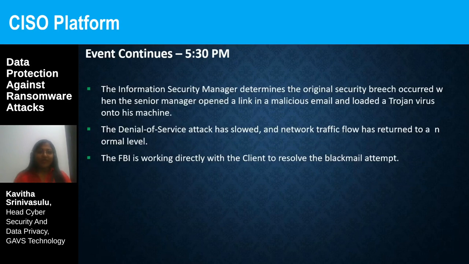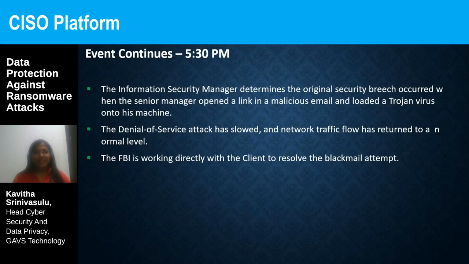So while we were discussing that point, we get another call or another situation that comes in by 5:30 p.m. The InfoSec manager determines the original security breach occurred when the senior manager opened a link in a phishing or malicious email, which loaded a Trojan virus onto the machine. The DDoS attack has slowed and the network flow has returned to normal levels. The FBI is working directly with the client to resolve the blackmail attempt. So that means it's almost coming to a closure without paying the ransom.